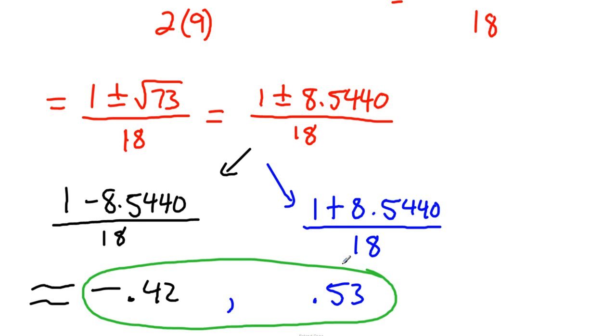And again, I guess the good thing with the decimal form is you don't have to worry about breaking down the 73. Just punch it in, take it to 4 decimal places just so you've got more to round off, and then split off into 2 parts where one time you're going to add and one time you're going to subtract that square root.